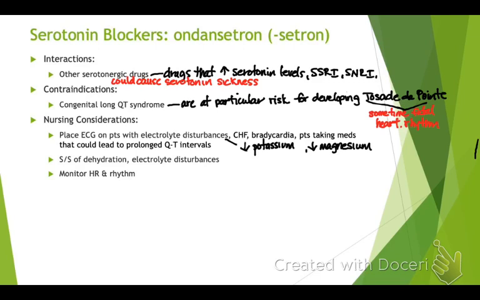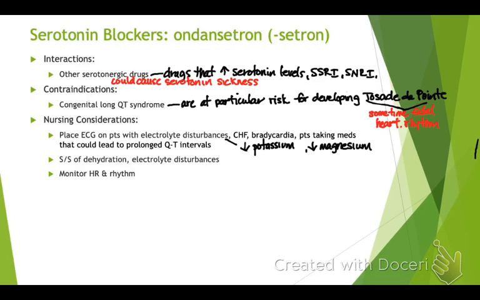Serotonin blockers, their interactions: again, they're going to interact with other serotonergic drugs, so drugs that increase your serotonin levels, SSRIs and SNRIs, could cause serotonin syndrome. They're going to increase those. Those serotonergic drugs are drugs that you don't want to give along with your serotonin blockers.